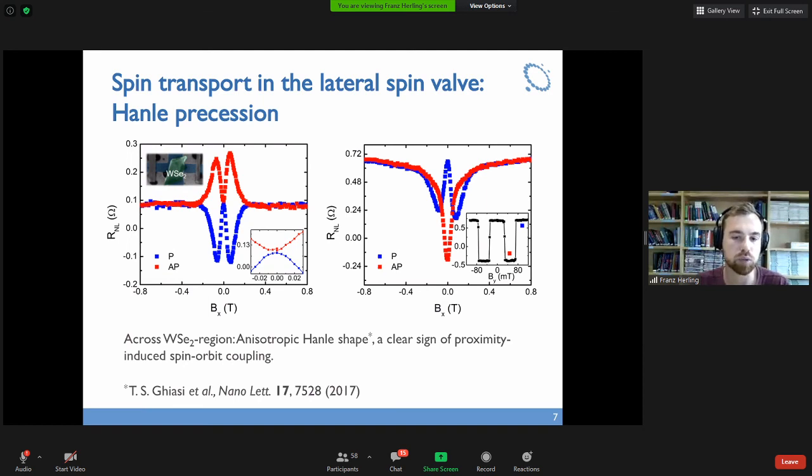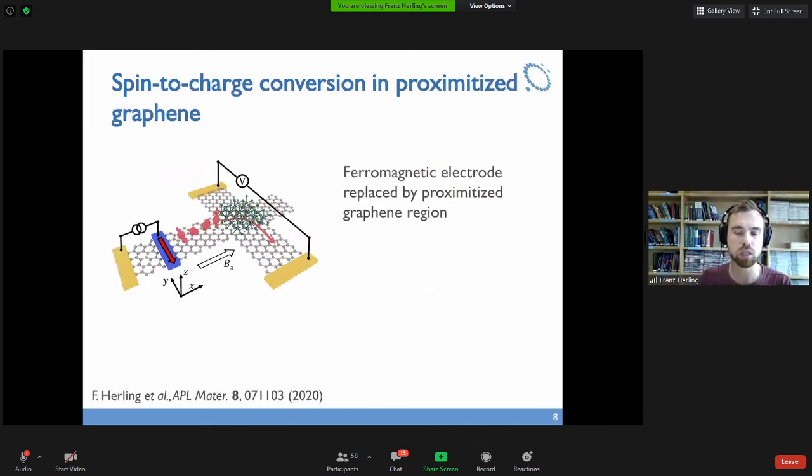And this is actually what we expected. And this has been known. And if we have this increased spin-orbit coupling in the graphene, we also expect spin-to-charge conversion. And that's the main experiment I want to present, where we have in our structure, where we now replace one of the ferromagnet electrodes with this proximatized region in the graphene.